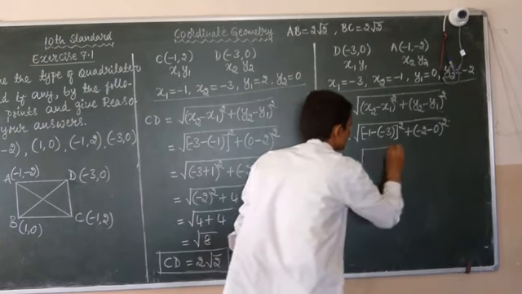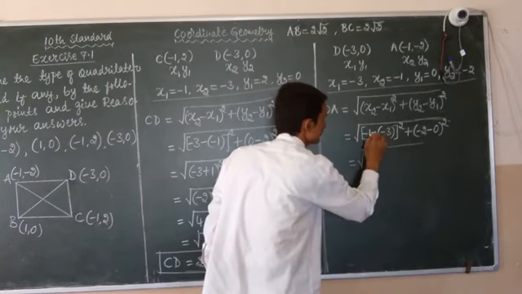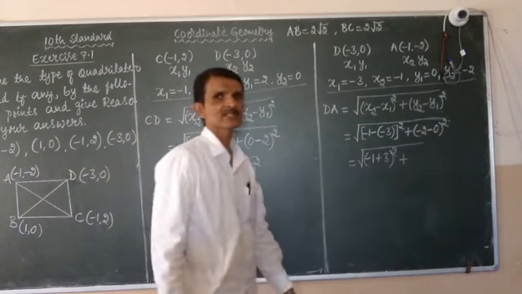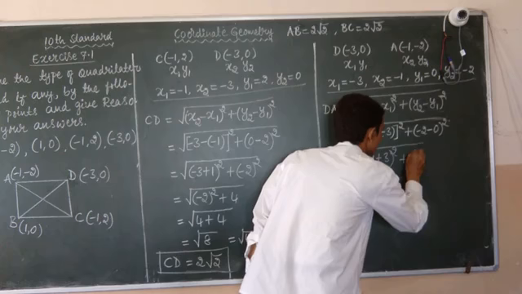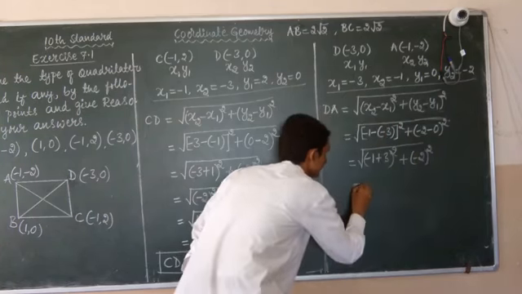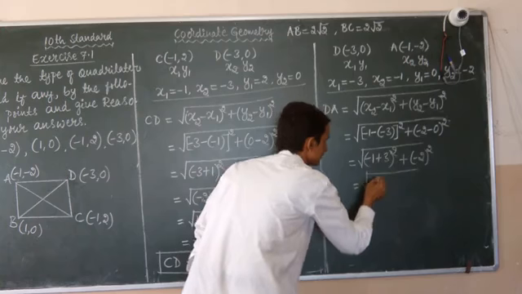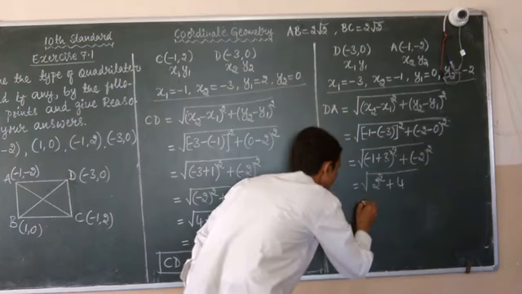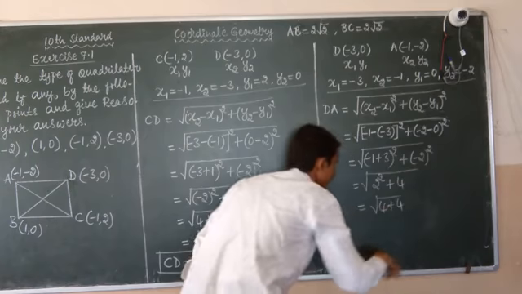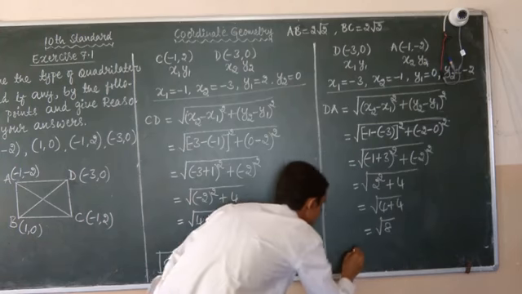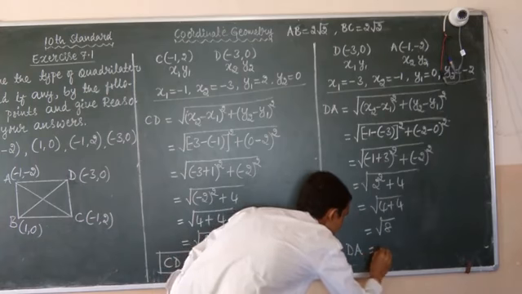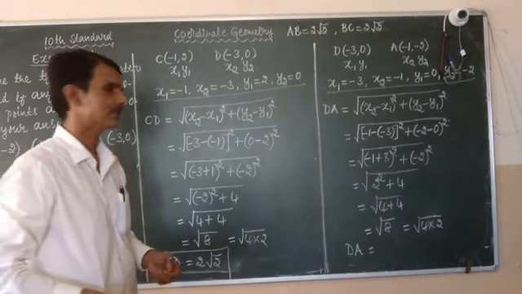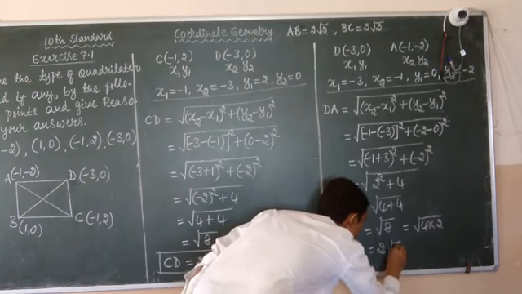So it is equal to minus 1 minus into minus plus 3 whole square plus, so minus 2 minus 0. So we will get minus 2 whole square, equals, this will be minus 1 plus 3 is 2 square. Plus minus 2 into minus 2 will be 4. So again the value is 4 plus 4 equals root 8. So we got the same value. This can be written as 4 into 2. So 4 is a perfect square number. Therefore DA equals 2 root 2.